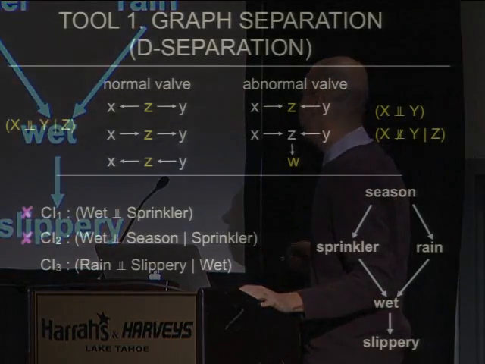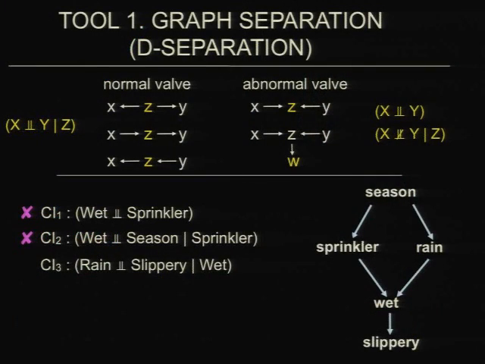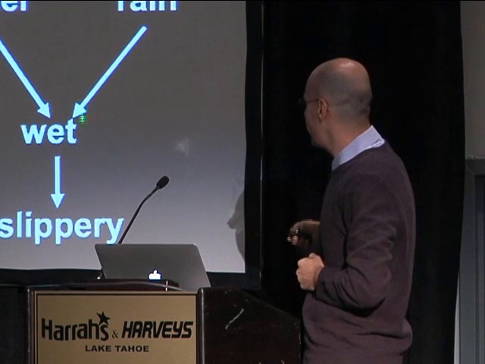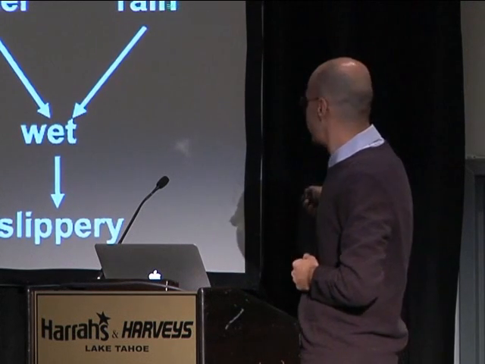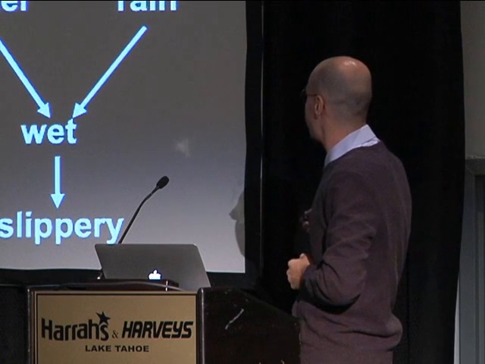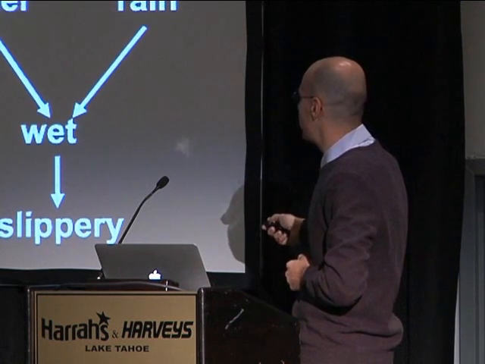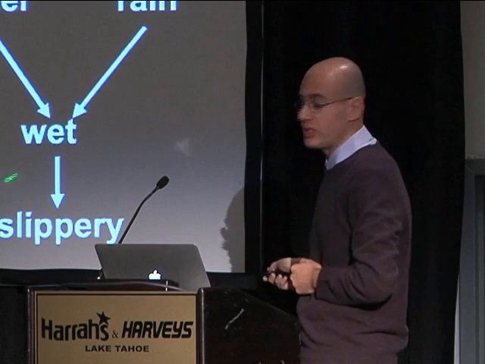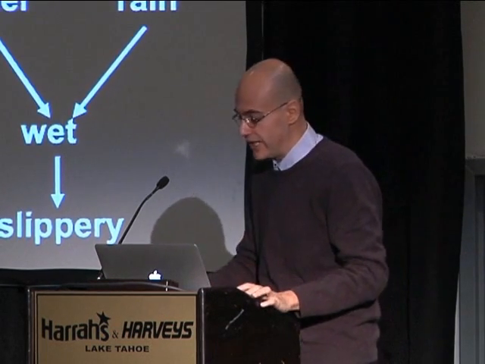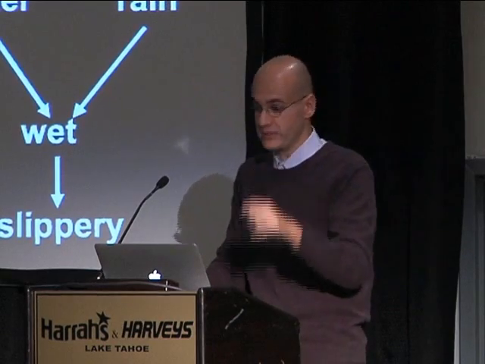Another one: is rain independent of slippery? Rain is independent of slippery, given wetness. We have a chain here, rain, wetness, and slippery, that is blocked given that you are conditioning on the node in the middle. And you have this other path here: rain, season, sprinkler, wet, slippery. It's blocked too because this is a chain. Then you block both paths, and finally they are independent.